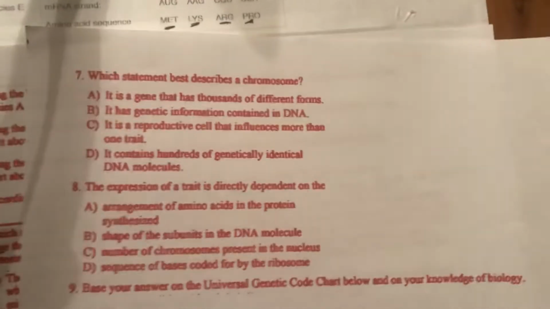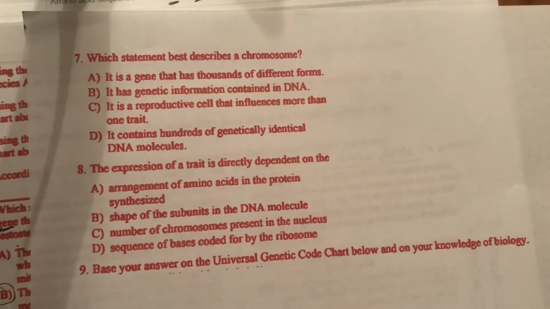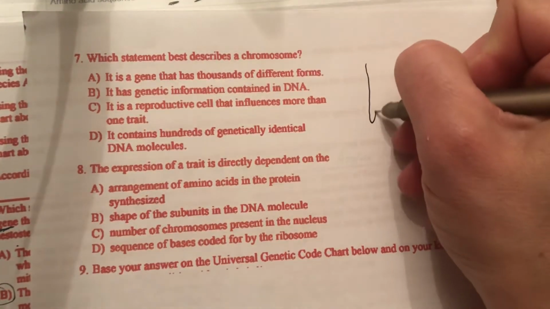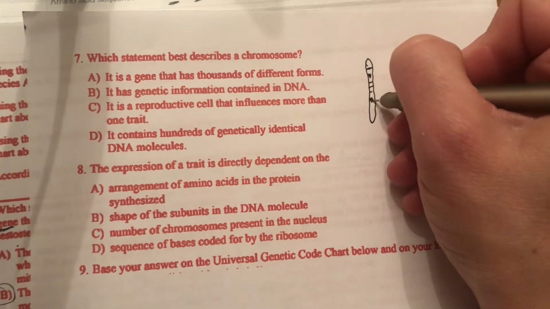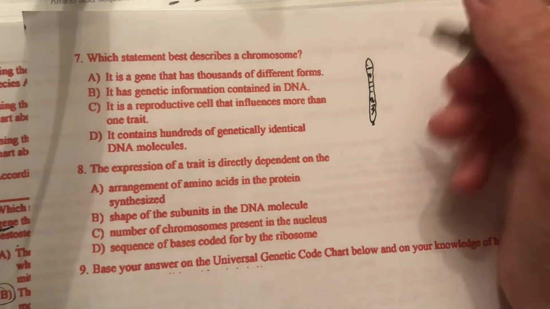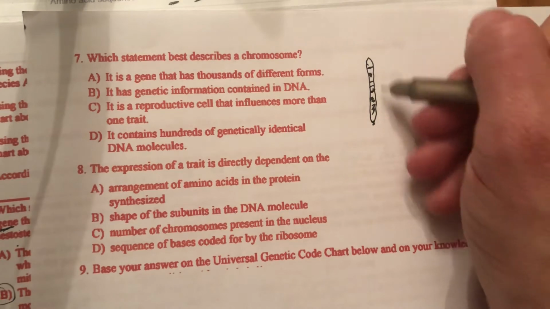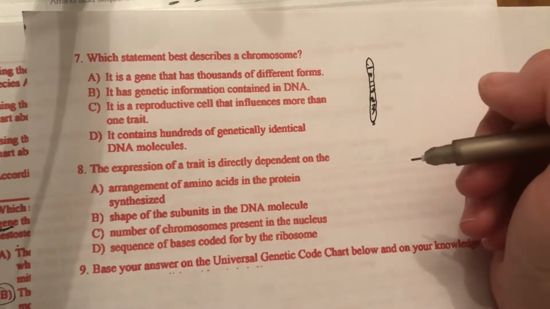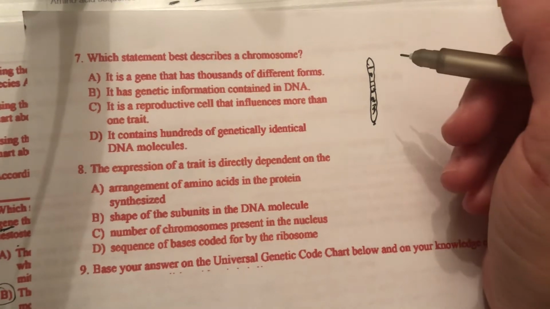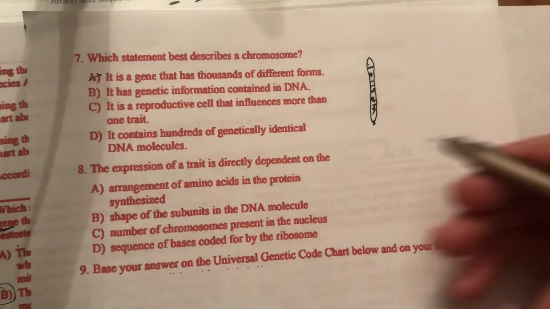Okay. Which statement best describes a chromosome? Well, we already looked at a chromosome, right? Here's a chromosome, whether it's single-stranded or double-stranded. It's a gene. Is a chromosome one gene? No. A chromosome has many, many, many genes on it. So a chromosome is not a gene. So this is out. It has genetic information, sure. Contained in DNA? Yeah, sure does.